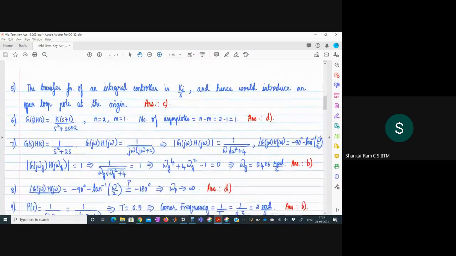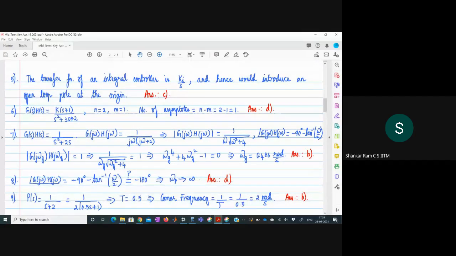Looking at question number 5, based on the structure of the transfer function, an integral controller will have a structure of Ki by S. Consequently, that would introduce an open loop pole at the origin. So the correct answer is choice C.